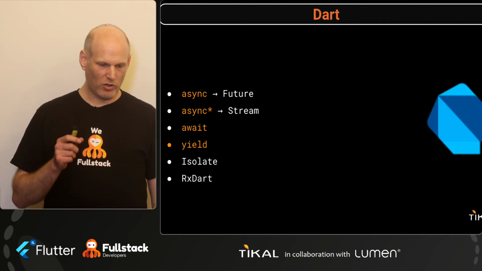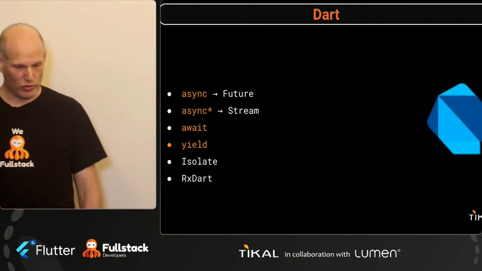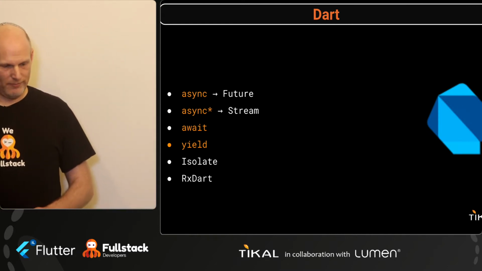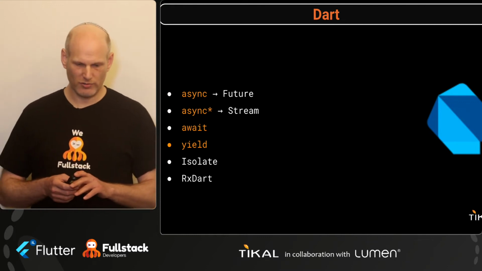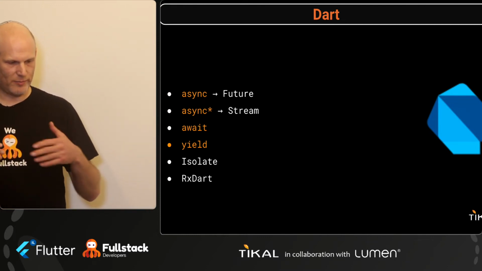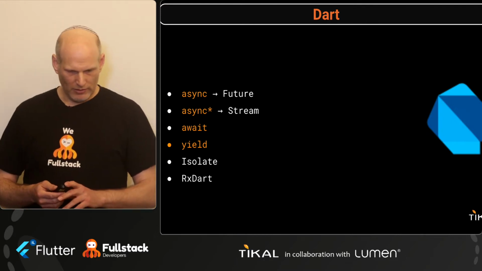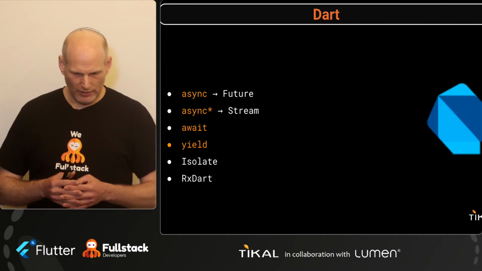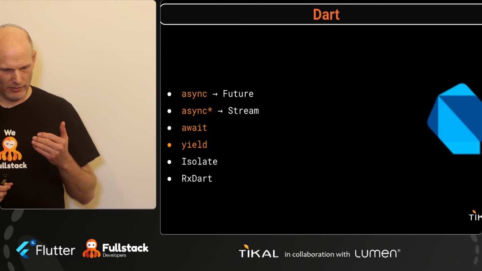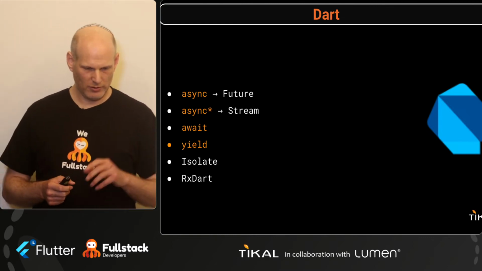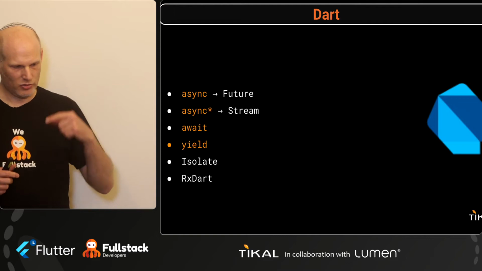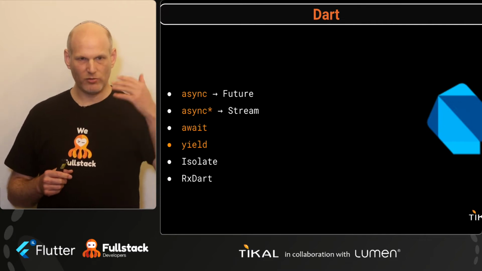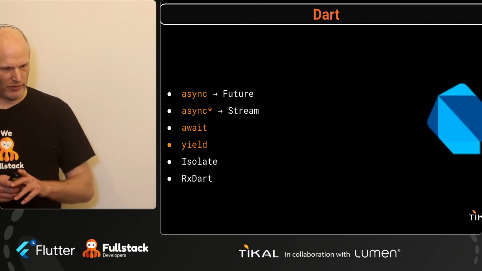A function that is marked with the async keyword has to return a future. An async star means that it has to return a stream, and a stream is just like a list of futures. It means that you expect many results. The await keyword will wait for a future to complete, and yield notifies the caller of the stream that a result has been produced. So a future produces one result, a stream produces potentially many results, and you yield those results to whoever was waiting for that stream.